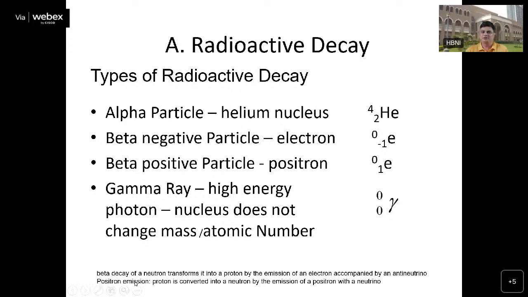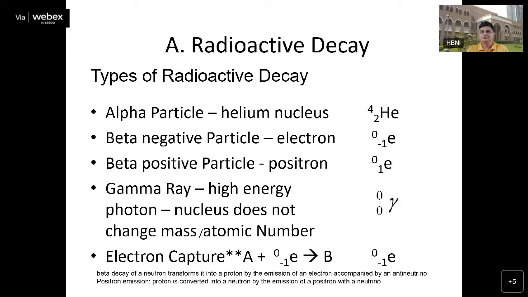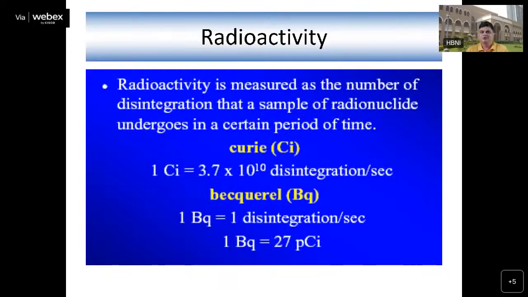So that's what I'm telling you. In the case of beta decay, a neutron transforms into a proton by emission of an electron, accompanied by an antineutrino, to balance the equation. And similarly, in the case of positron emission, that is beta plus decay, a proton is converted into a neutron by emission of a positron along with a neutrino. And this is how electron capture works.